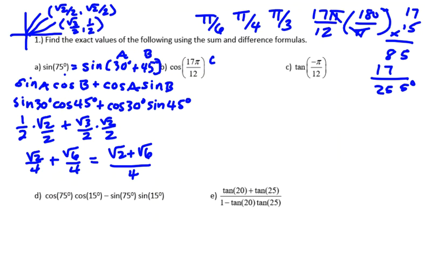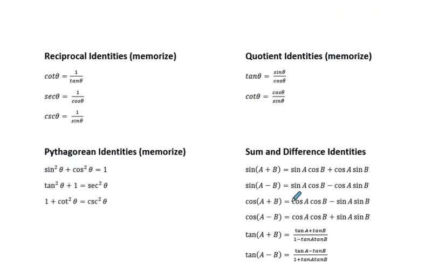I'm going to switch colors so I can see this problem. Cosine 255 degrees. So you need to find on your unit circle two angles that will add or subtract to make 255. So I'm going to go with cosine 210 plus 45. But if you use different numbers, in the end you should get the same answer. So let's look at your cosine formula. Cosine A plus B is cos A cos B minus sine A sine B. So notice the cosine A plus B formula has a minus in it.